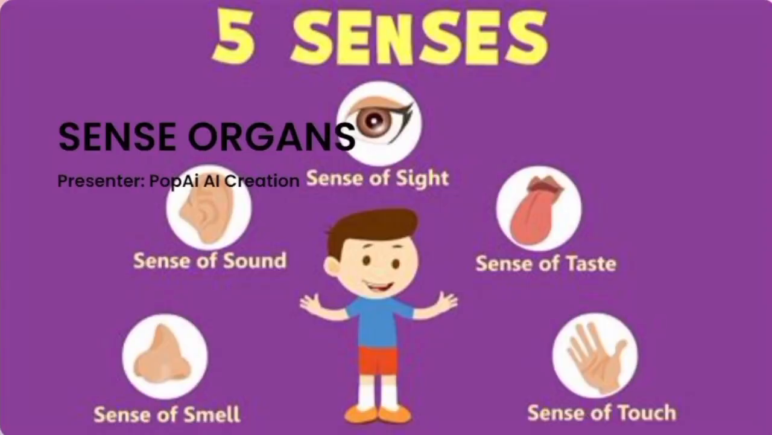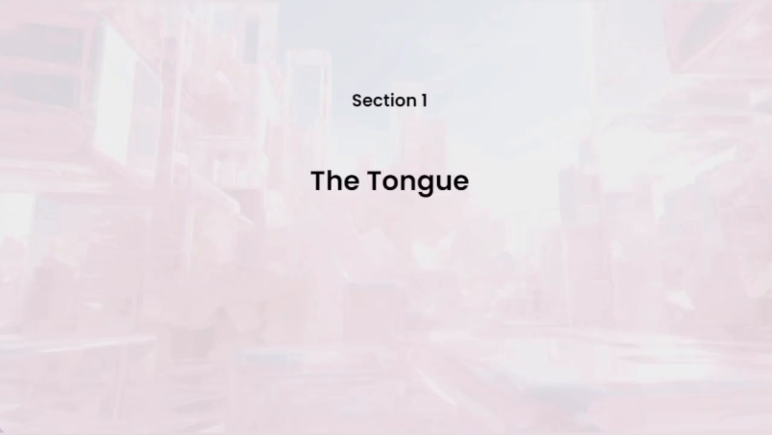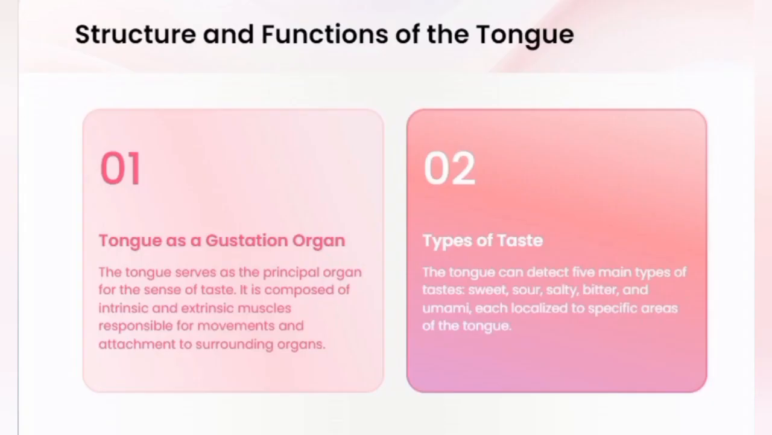In this video, I'm going to teach about the 5 sense organs, that is eye, nose, tongue and ear, and also skin. In this video, I have explained in detail about each and everything. First, let us see about the tongue. Tongue is the primary organ of gustation.